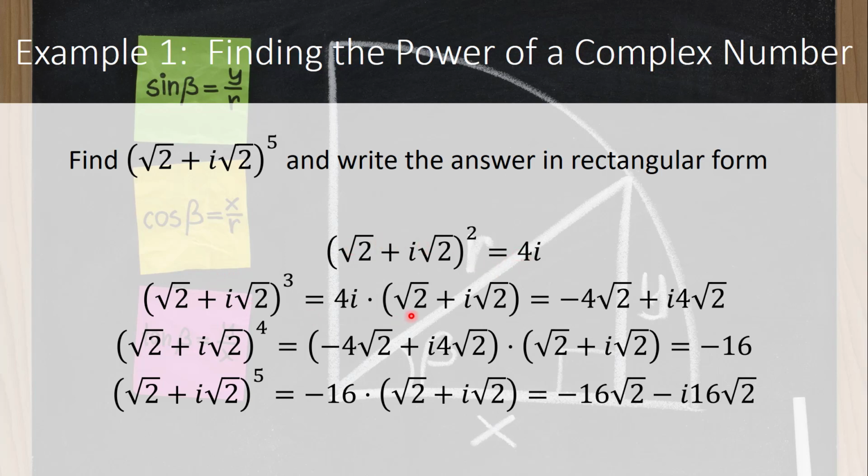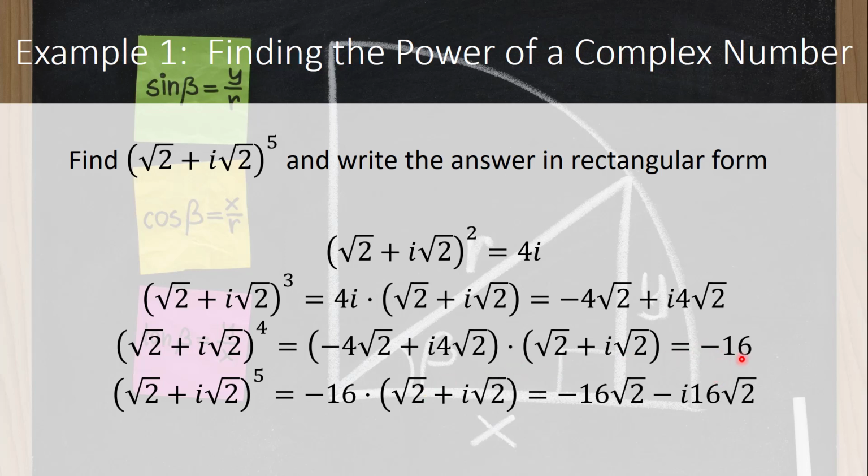4i, and multiply that by root 2 plus i times root 2 to get the cube value, and we will get negative 4 times root 2 plus i times 4 times root 2. We can then multiply this sum by the quantity root 2 plus i root 2, and that will give us the 4th power, which is conveniently negative 16.